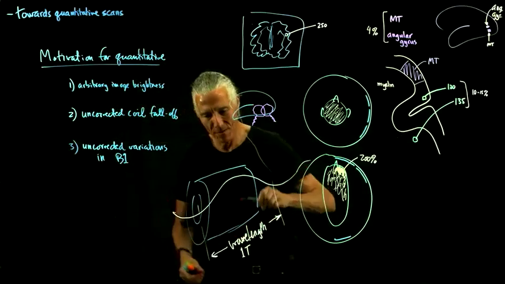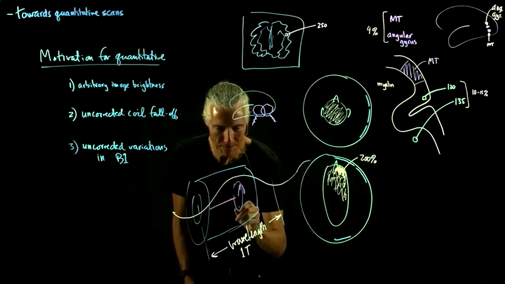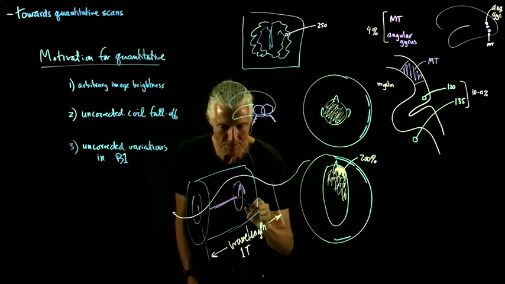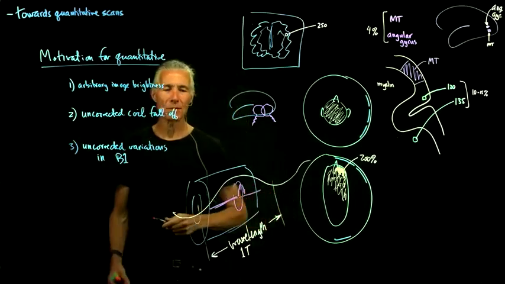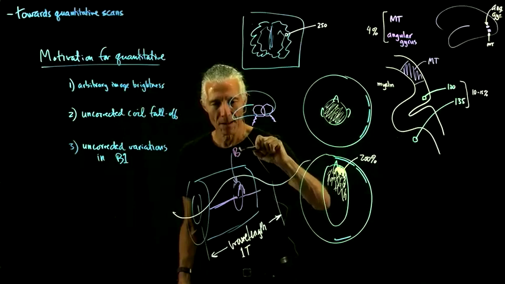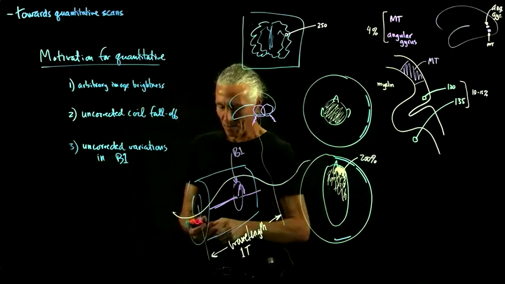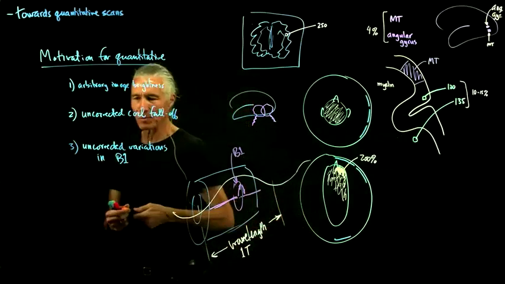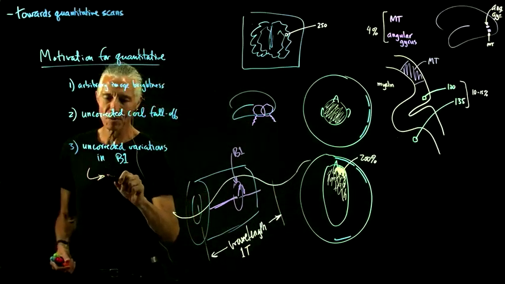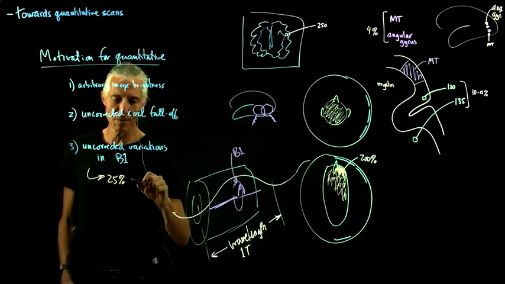And what is the B1 field? That's the field that's actually rotating around in this plane, perpendicular to the bore. So this guy's the B1. So at 3 Tesla, the kind of problems we have are something like a 25-30% variation across the head.